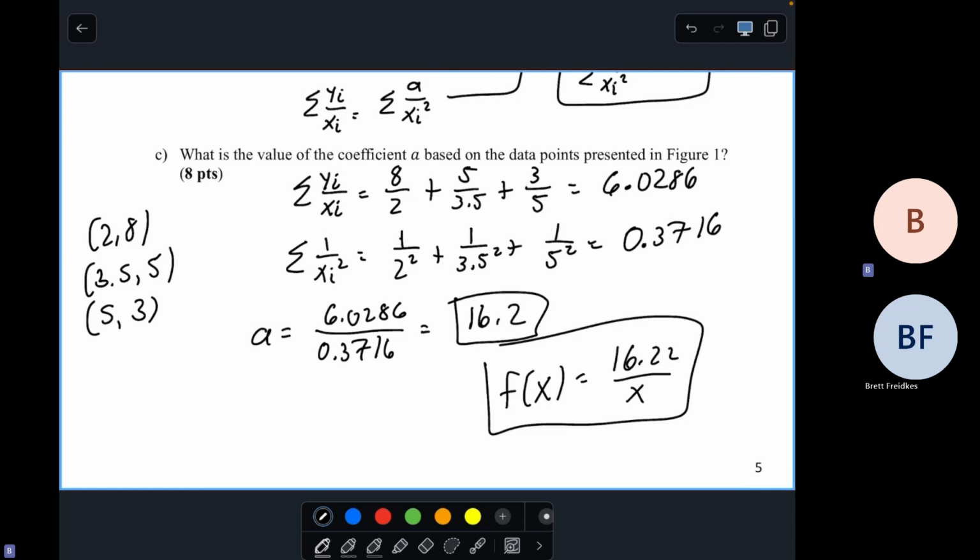So if you plug in 2 into that graph, you'll get approximately 8. If you plug in 3.5 into that graph, 16 divided by 3.5 is approximately 5. You do it in your calculator. 16 divided by 5 is approximately 3. It makes sense, right? We're trying to regress to those 3 data points, so it should try to go through those data points. You should get answers that are pretty close. That makes sense. That's the nonlinear regression problem on the test. Are there any questions about that?